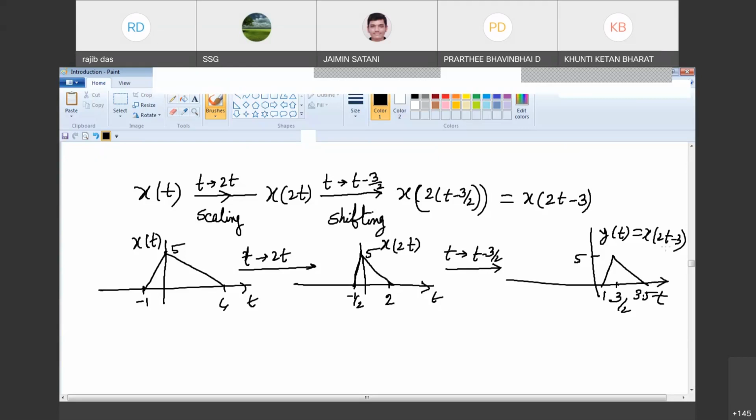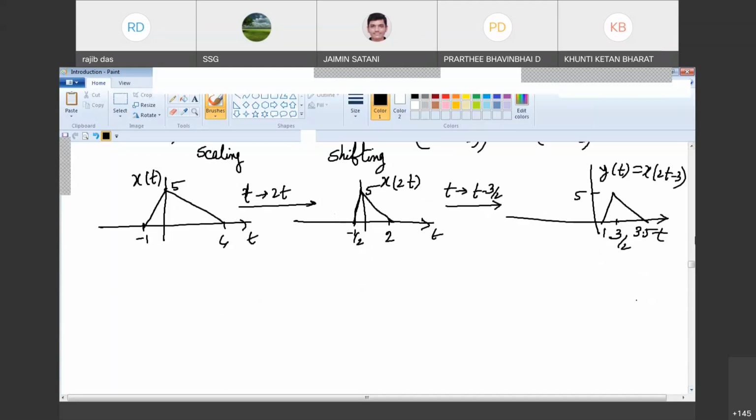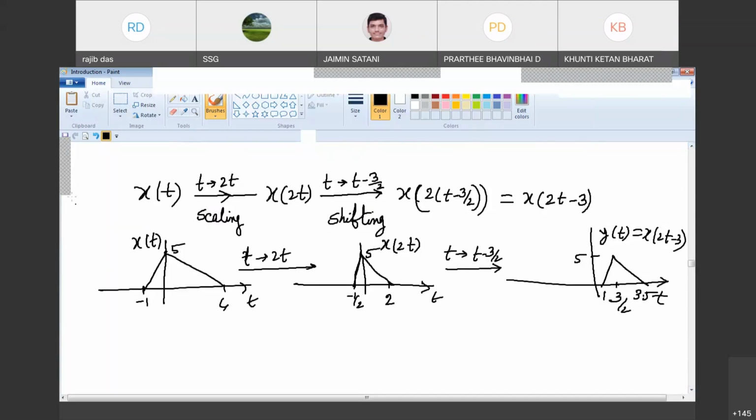So these are fundamental operations you should understand very clearly. We'll be using these operations regularly. Okay? I hope we should not repeat it in future. Now, same thing we can do in reverse way. Means we can take shifting first, then we can also go for scaling. We should get the same result. Okay? So this is one way.